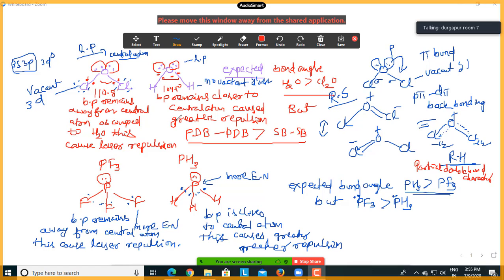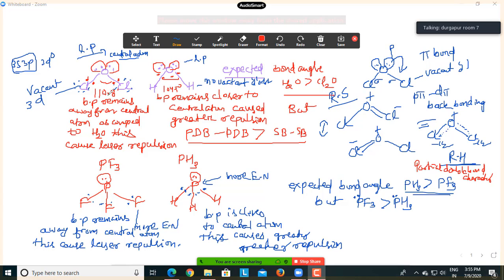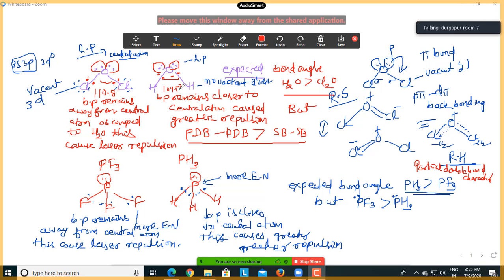But in actual, experimentally, it is found that the bond angle of Cl2O is around 111 degrees, and the bond angle of H2O is around 104.5 degrees. So actually Cl2O is greater than H2O. The reverse is true. Now why did this happen?